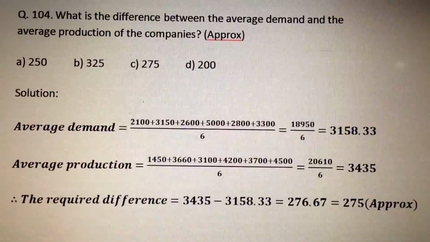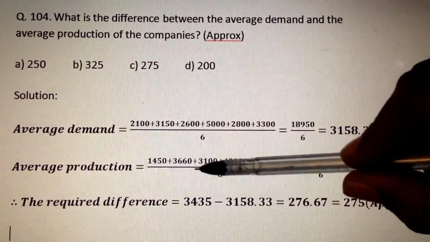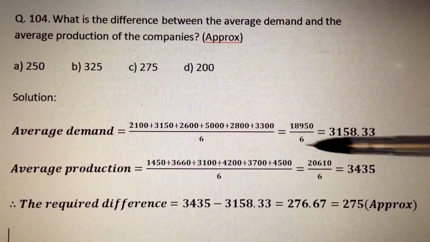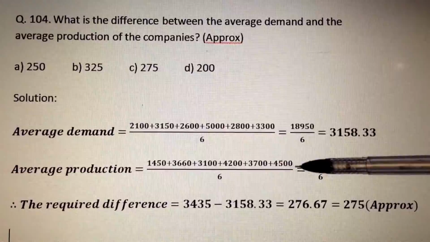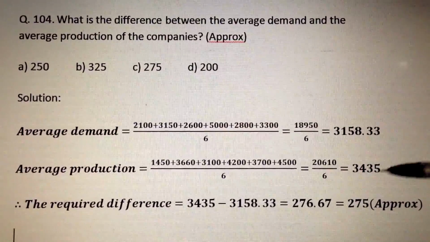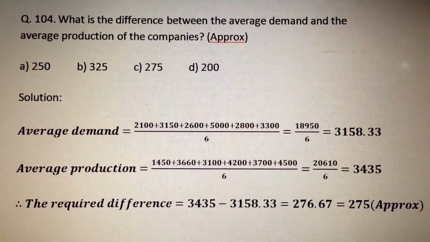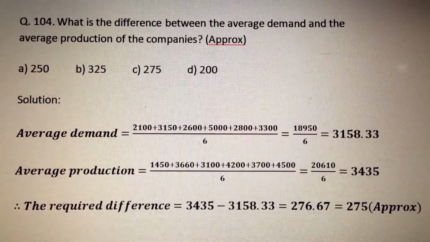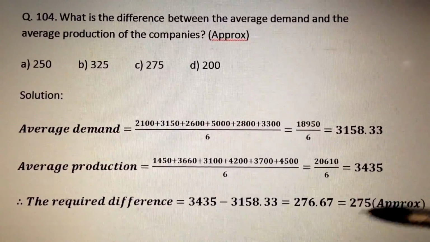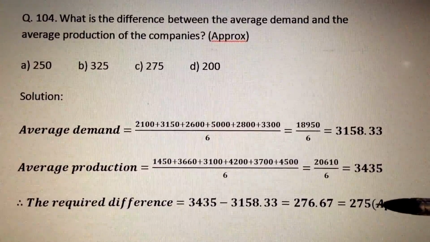which is equal to 3158.33, and average production is equal to (1450 plus 3660 plus 3100 plus 4200 plus 3700 plus 4500) by 6, which is equal to 3435. This is the average demand, this is the average production. Therefore, the required difference is 3435 minus 3158.33, which is equal to 276.67, which is equal to 275 approximately.